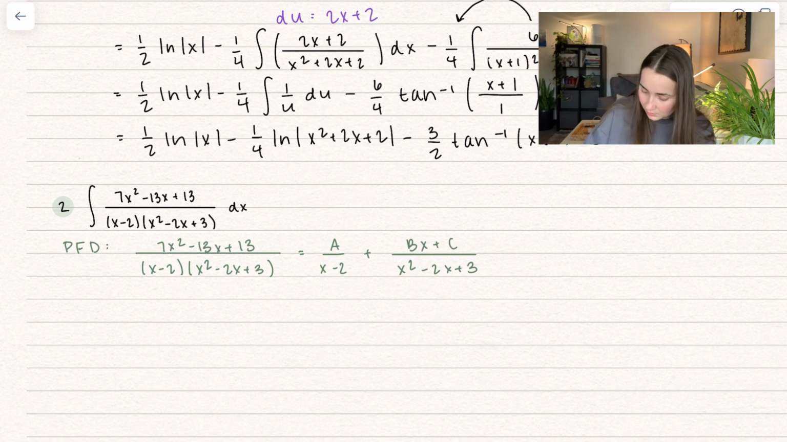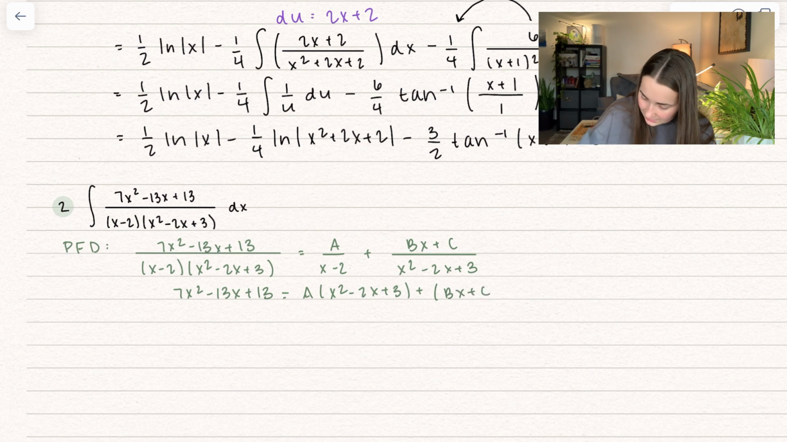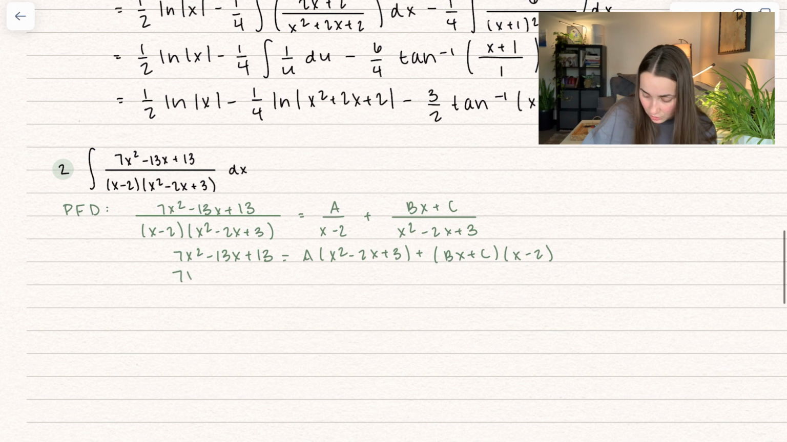So let's go ahead and do this. We're going to multiply the entire denominator. So we get 7x squared minus 13x plus 13 is equal to a times our quadratic, x squared minus 2x plus 3, plus, and then we have that bx plus c just multiplied by the simple factor x minus 2. So now we're going to just math it out.